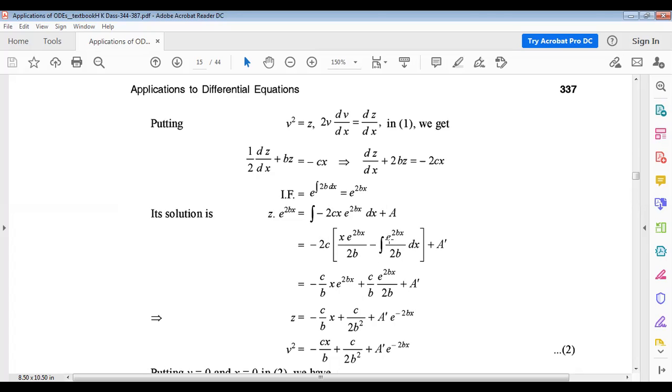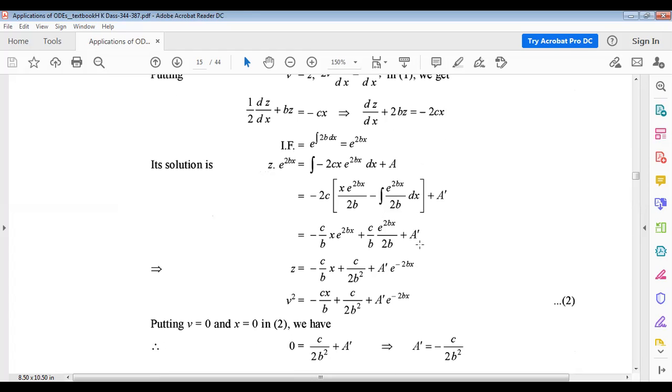So this integration will be, by the formula, e to the power x divided by the coefficient of x. This means dividing by the coefficient of x, and the coefficient is twice b. Okay, so we get this. This A dash is the integral constant. So z equals, dividing by e to the power 2bx on both sides, this will be cancelled due to the division, and we get capital A dash divided by e to the power minus 2bx.